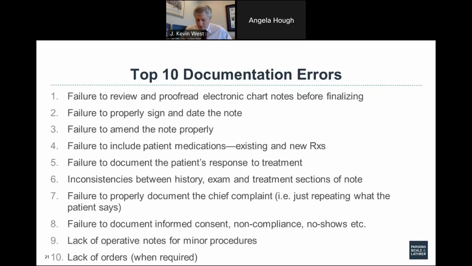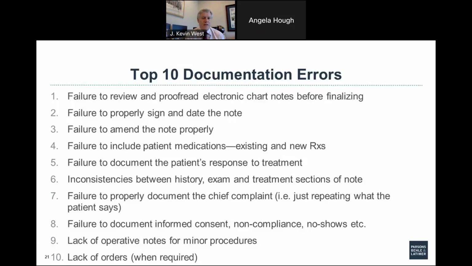So what are some of the top 10 documentation errors that we find? We could have a whole seminar about these, but just kind of giving you a feel for that. Failure to, after the doctor has typed in their electronic chart note, just go back and read it and proofread it. So often we see grammar, punctuation, words left out, errors made, that could have been caught if someone had just reread their note.